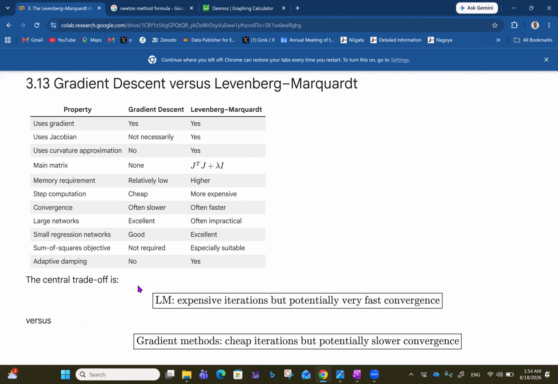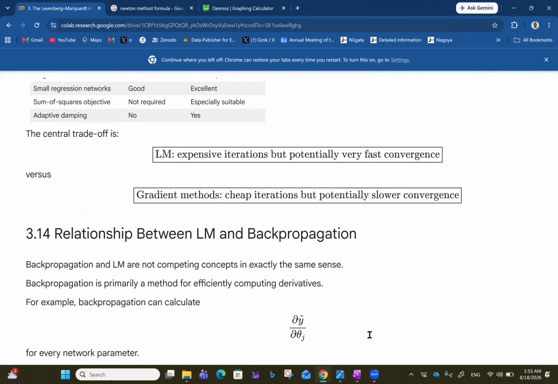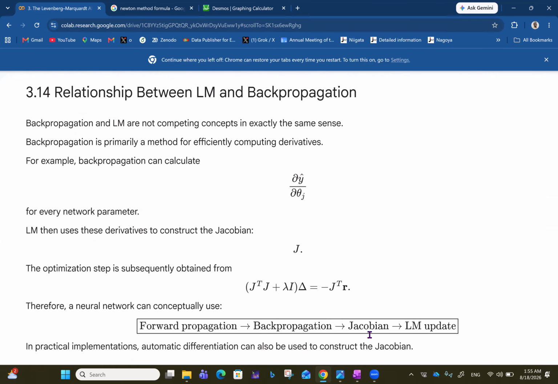So the central trade-off is this: for the Levenberg-Marquardt algorithm, expensive iterations but potentially very fast convergence, versus gradient methods, cheap iterations but potentially slower convergence. So we have to decide what exactly you want to achieve. So, relationships between LM and backpropagation.